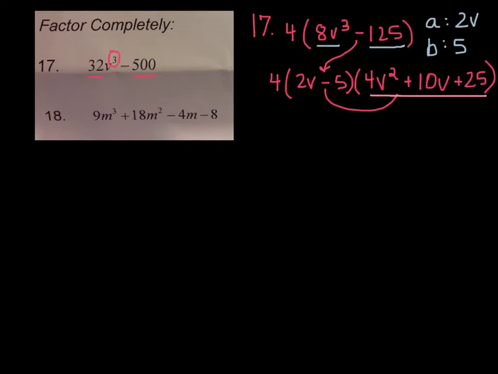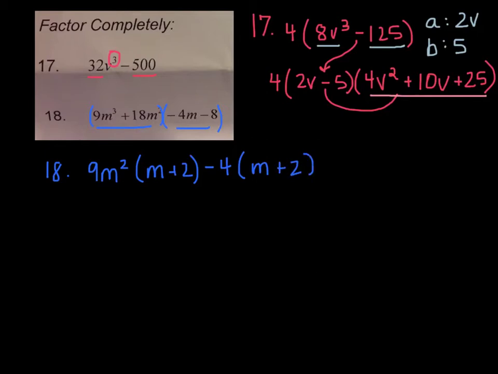This second one, I'm going to look and see if I can group. Always with 4 terms, I'm going to see if I can group. It won't always work like we learned Tuesday in class, but I'm going to see if this will group. So this first group has a 9 in common, so I'm going to take out a 9m squared, and that will leave me m plus 2. And this second group has a negative 4 in common, which would also leave me m plus 2.